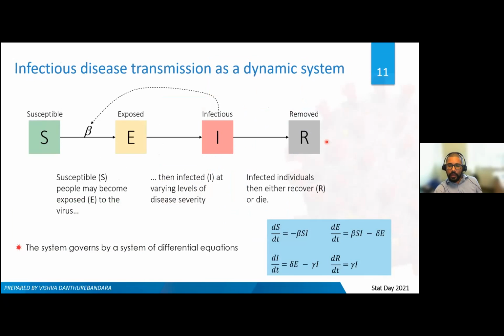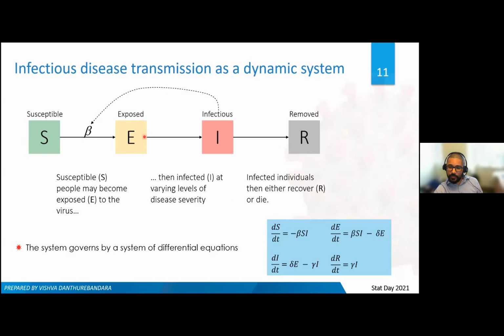So let's see how we can see infectious disease transmission as a dynamic system. We divide our population into different subgroups according to their disease stages, starting with the susceptible group. These are the people who don't have the disease yet, but potentially get it in the future. Some of these susceptible individuals may become exposed to the virus by making close contact with an infected patient, and that is the second subgroup, the exposed subgroup.